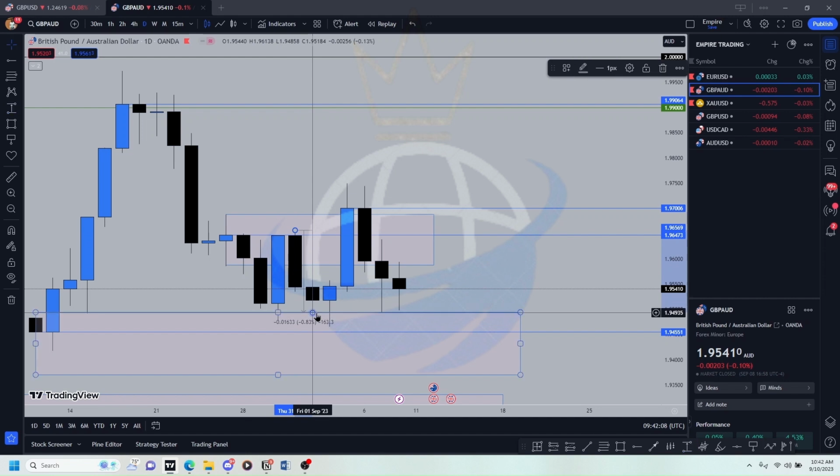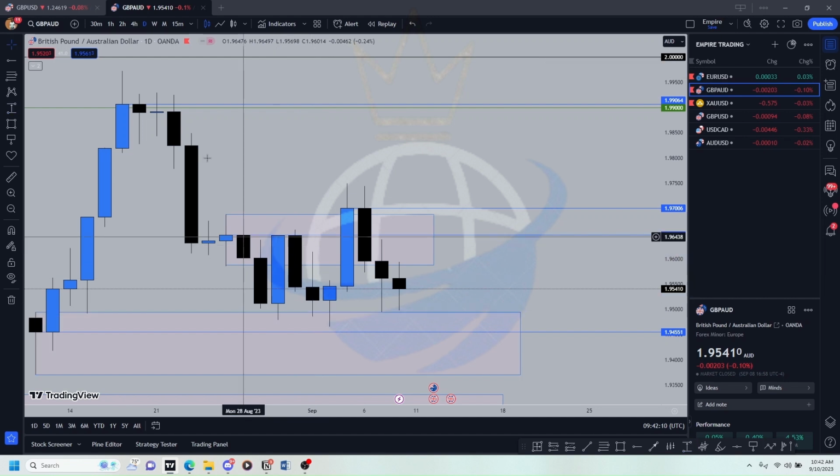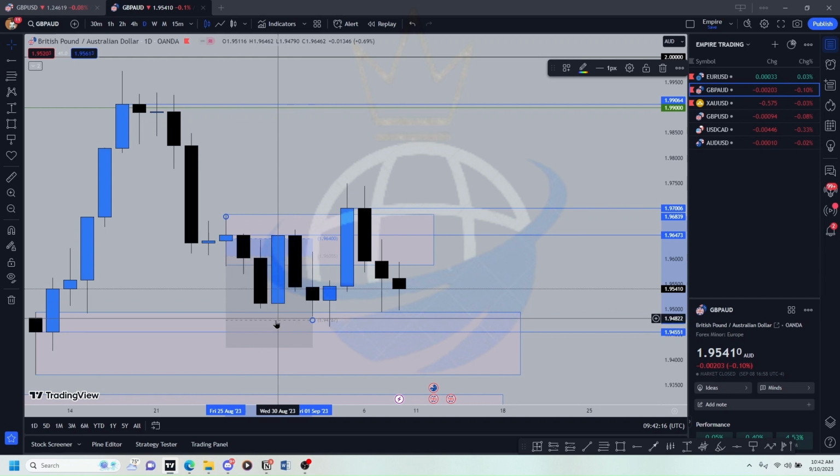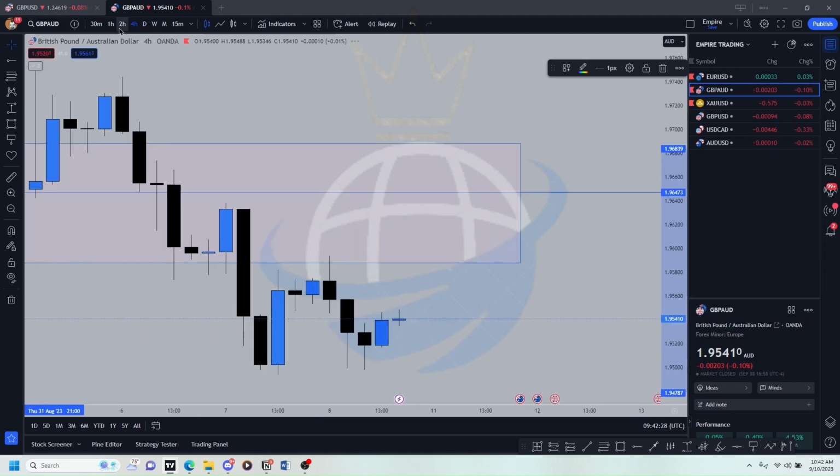163 pips move, right? So after plotting out the daily supply, we take our fib from the high of that supply to the low at which the pullback started. You understand? To the low at which the pullback started. Now, the blue zone is the area or the point of interest.